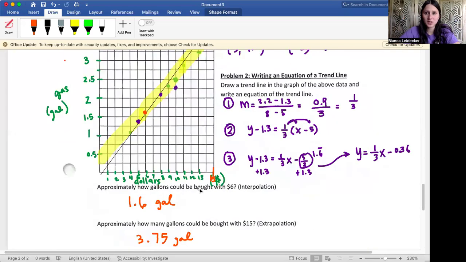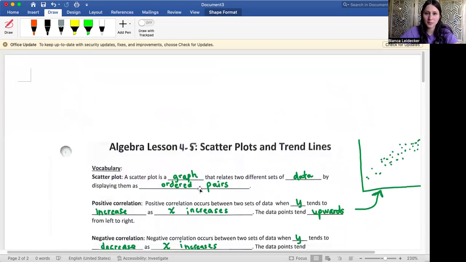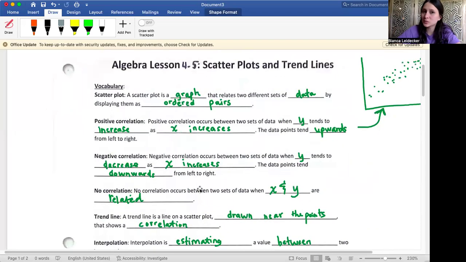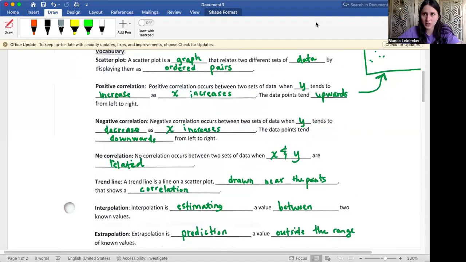Okay, hopefully this wasn't too confusing. But in real life, we tend to have scatter plots because our data doesn't always come out in a perfect line. So scatter plots, honestly, are probably a little more realistic of a type of graph that you would see when you're really, truly collecting data in real life.